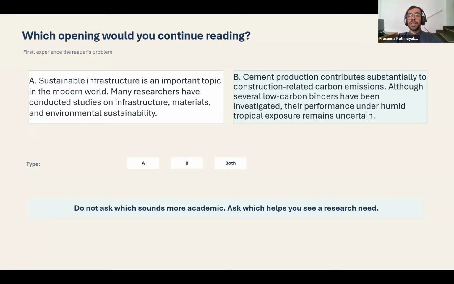Now, if you choose B, look again at the sentence and identify the exact wording that created a sense of research need.